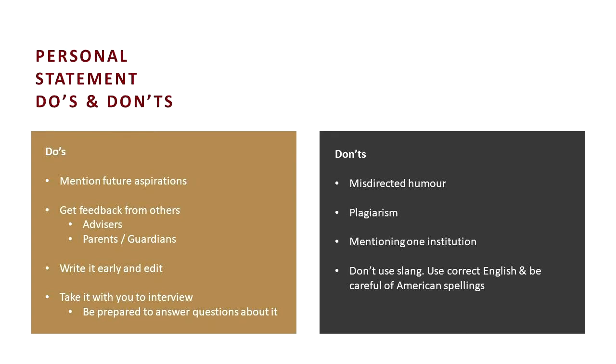So, in conclusion, on personal statements, some do's and don'ts for you. Do mention your future aspirations. Do get feedback from others, advisors, parents, guardians, friends, even. Write it early and edit it. I would suggest you're going to go through many drafts, probably between 10 and 20. Now, I don't mean 20 complete rewrites.